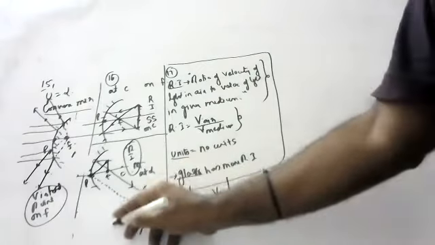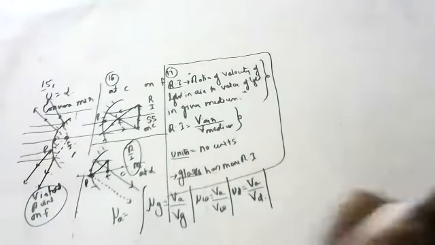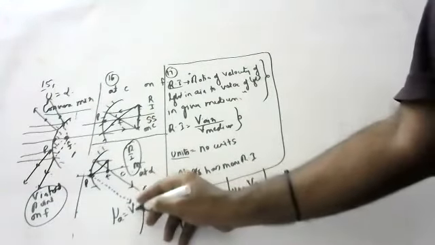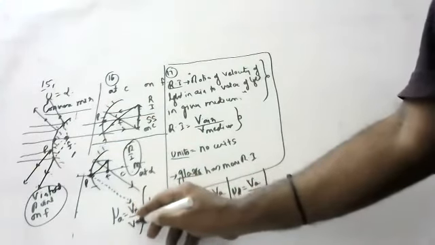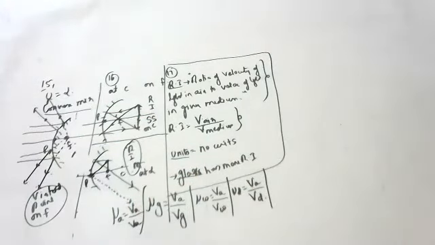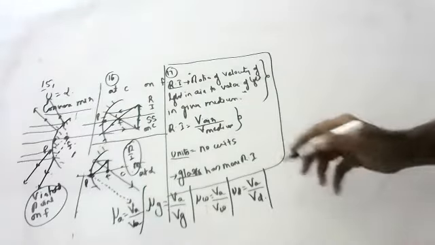Suppose they give the refractive index of alcohol, what do you write, children? Velocity of light in air by velocity of light in alcohol. So, children, like this you should write.